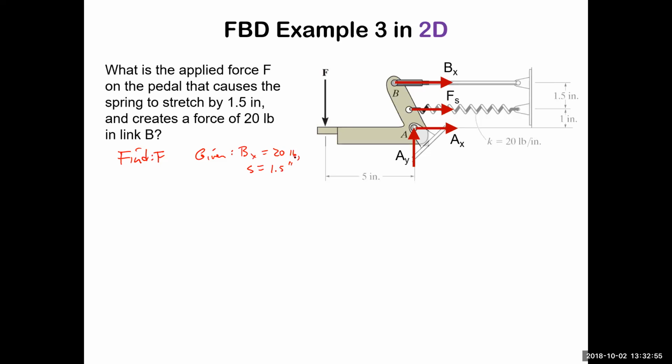Well, what does it mean when the spring has stretched by 1.5 inches? What's the force there? Well, Hooke's law, Fs equals Ks, K being 20 pounds per inch, times S, 1.5 inches, is going to give us 30 pounds. So that force on the spring has to be 30 pounds.